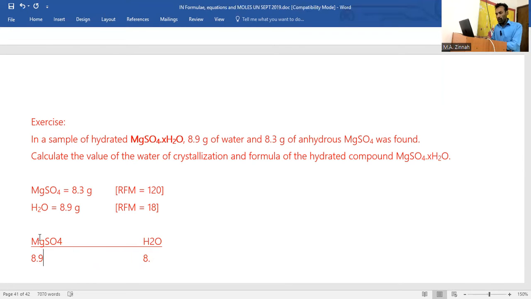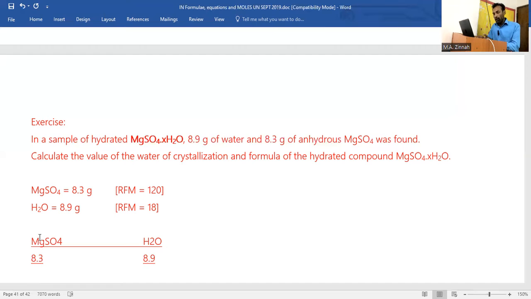The first one was 8.3 and the next one was 8.9. Is that right? Yes, 8.9. Okay, thank you. And I'm going to divide them with their respective relative formula mass. These are given here in the question.